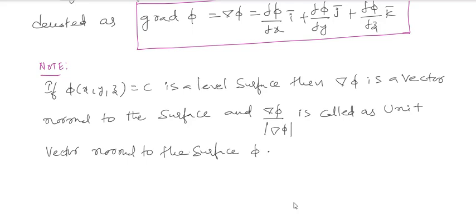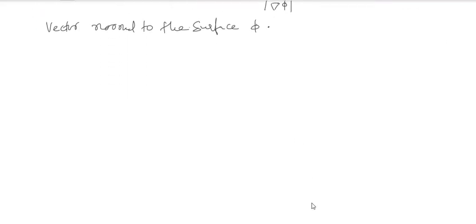Yeah. So next, suppose if I take an example, for understanding this. Phi of x, y, z is a level surface, which is x square y plus y square x plus 2z square x square. Am I correct or not?